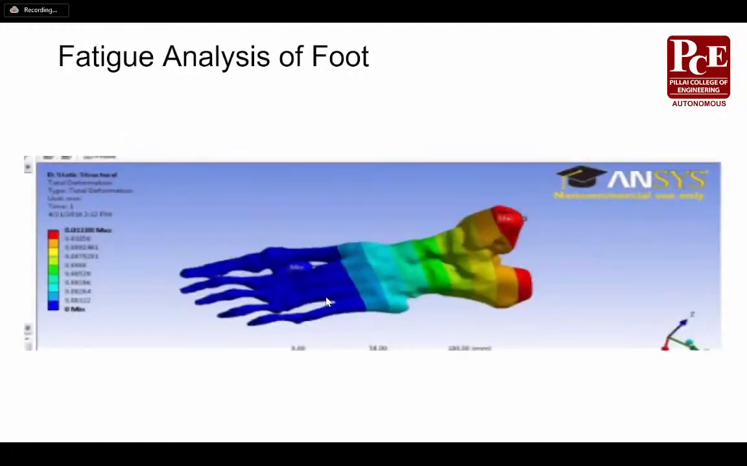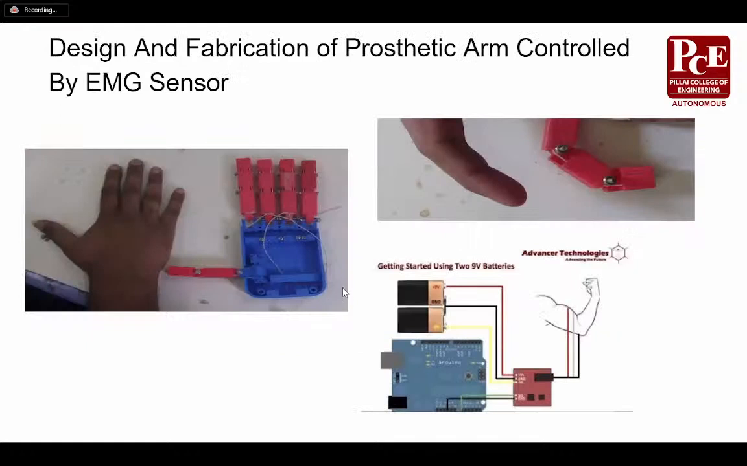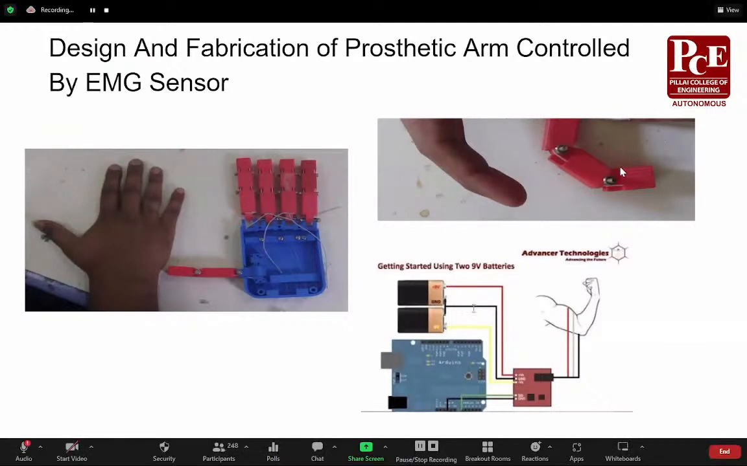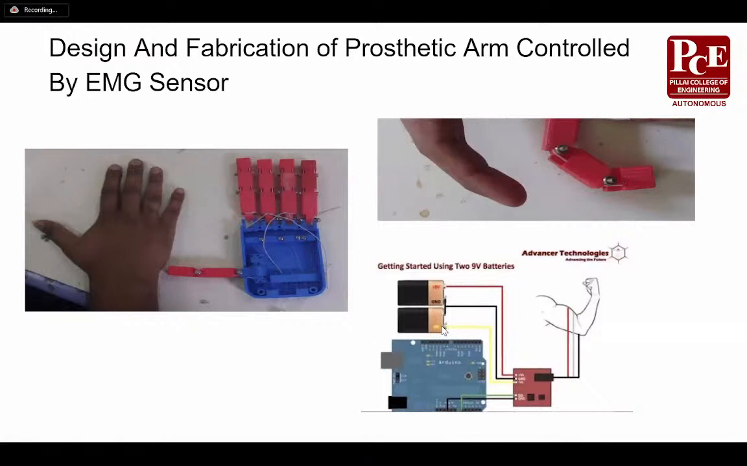This is the finite element analysis of a foot. This is a prosthetic arm made by one of the students. Here, all the knowledge of those linkages was imparted, and the signal was taken by an EMG sensor. I don't know whether you're aware of it or not.